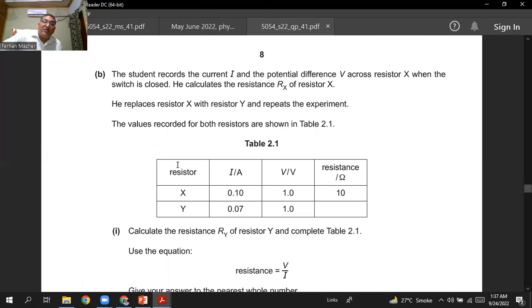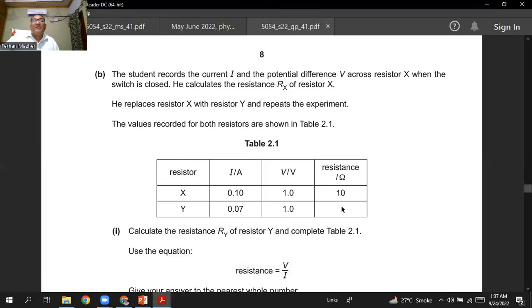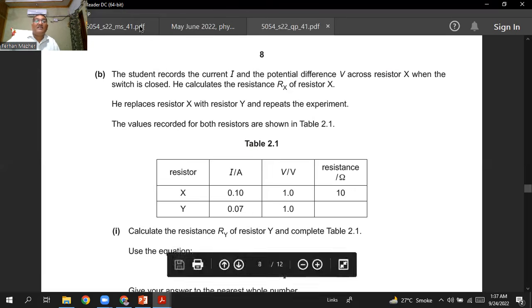So here, when the resistor X was connected, the current was 0.1 ampere and the voltage was 1 volt. So the resistance is, remember that formula, V by I. So divide 1 by 0.1, you get 10 ohm. So the answer is 10 ohm. Now for the Y, the voltage is 1 volt and the current is 0.07 ampere. So I will divide the voltage by the current, so I will get the resistance.